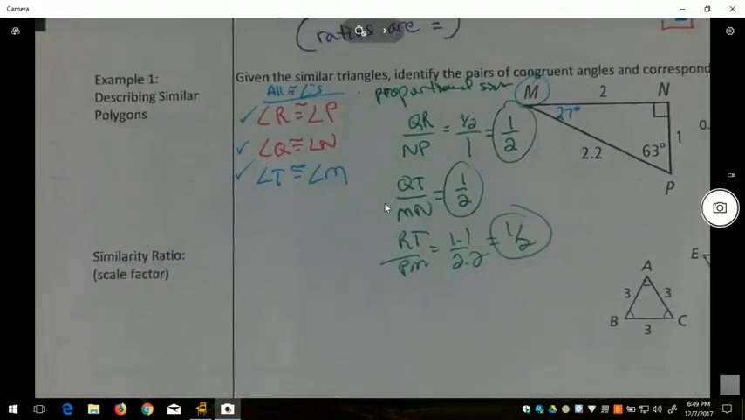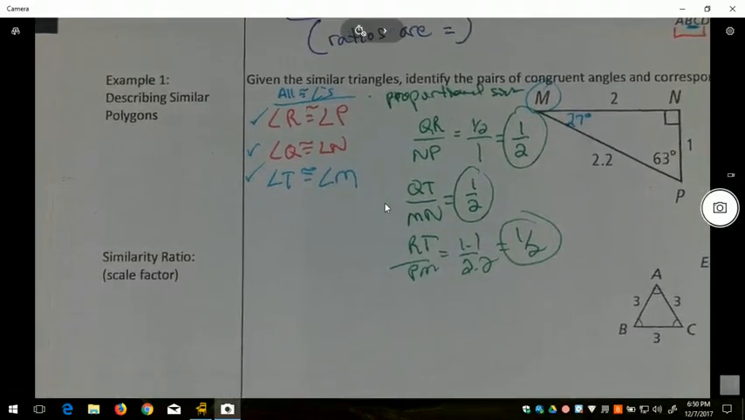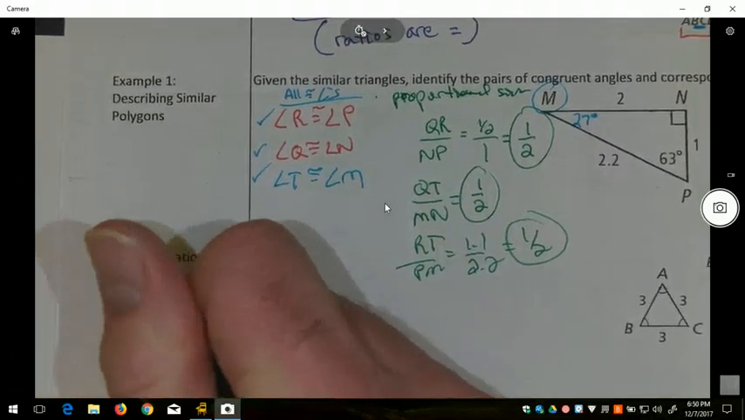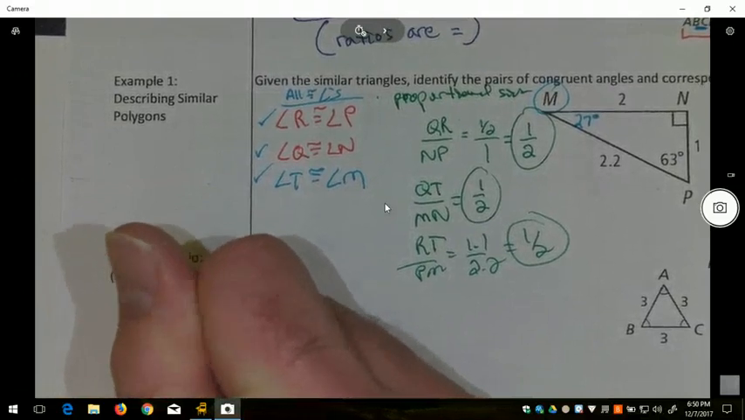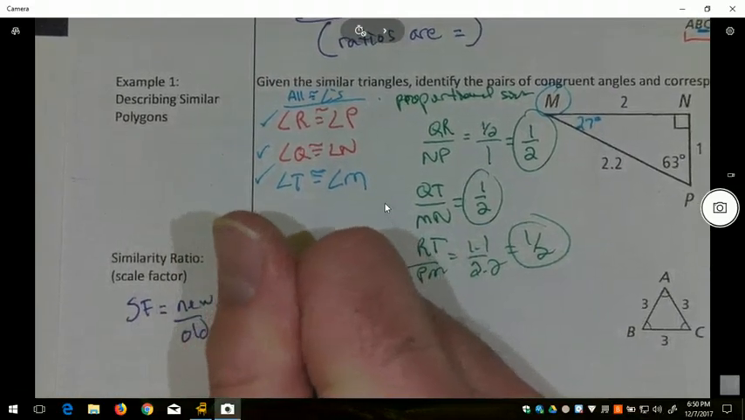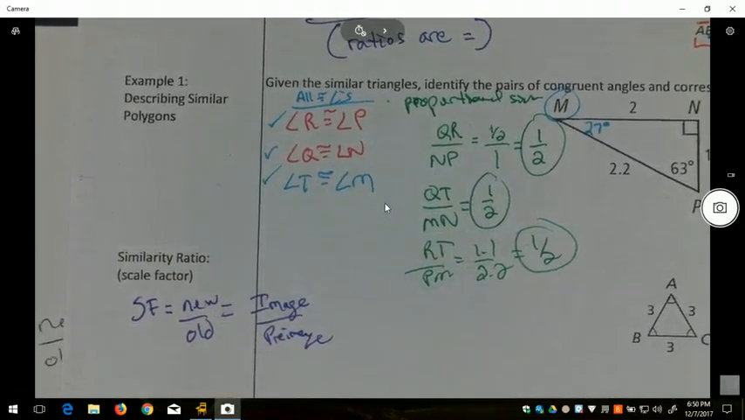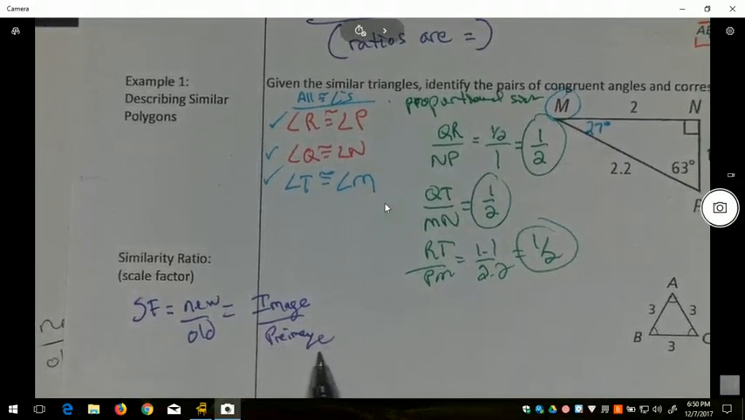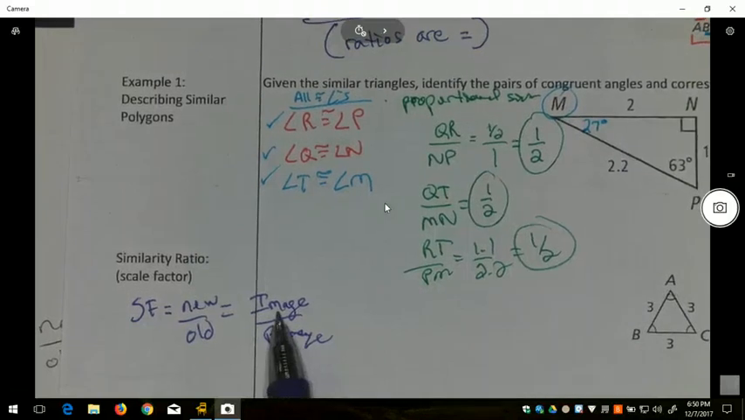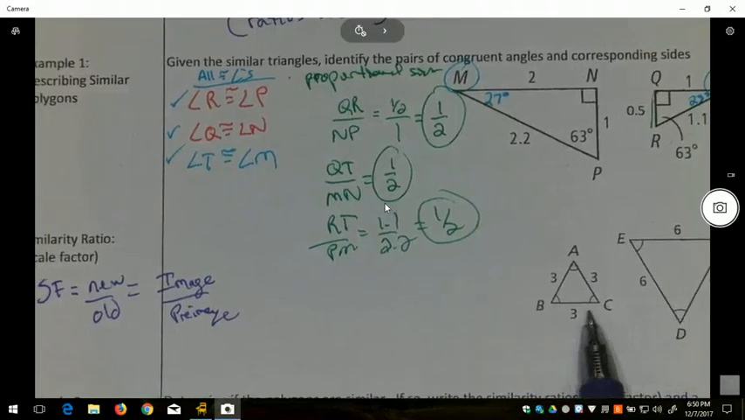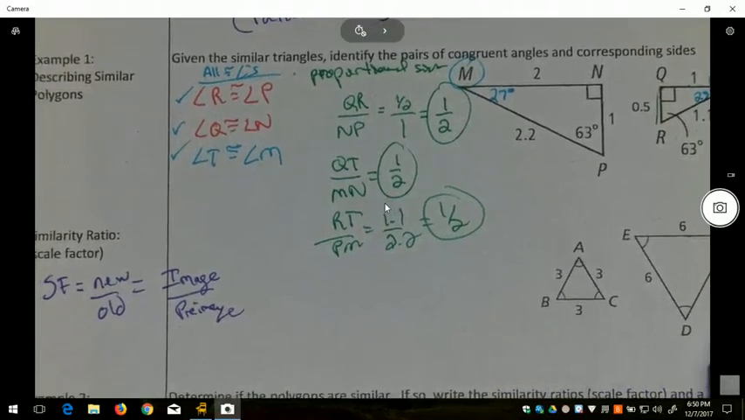All right, similarity ratio is the scale factor. But remember in our exploration of dilations in the warm-up that we did, we said that the scale factor was the new over the old, which is the image over the pre-image. Well, the similarity ratio is also the image over the pre-image. The problem is, instead of having the pre-image listed as letters and the image listed as those letters prime, they're giving you a different set of letters. So it's hard to tell which one is the image and which one is the pre-image.